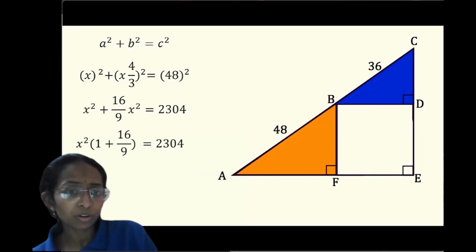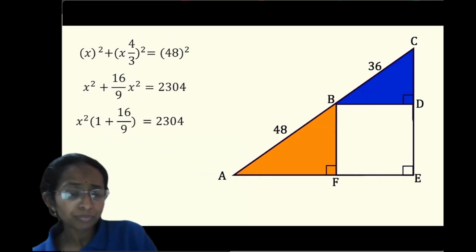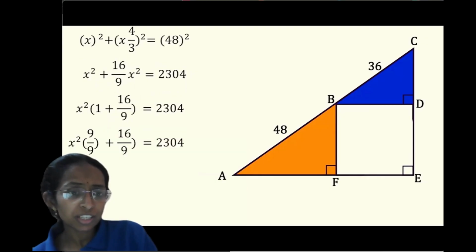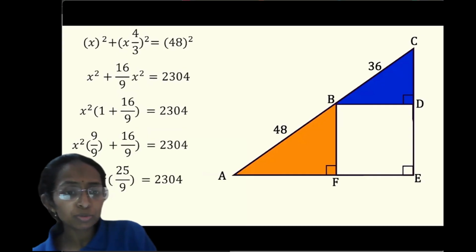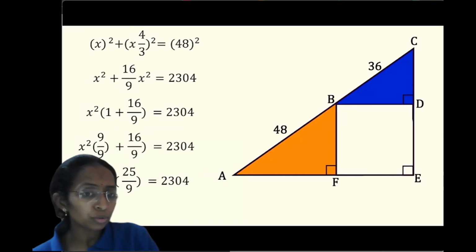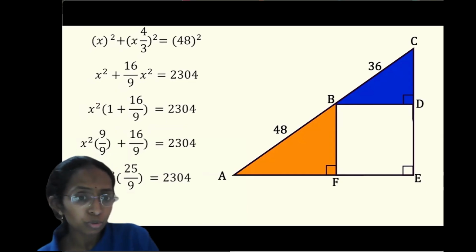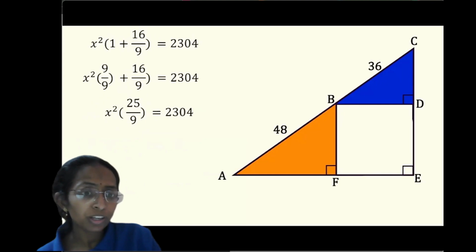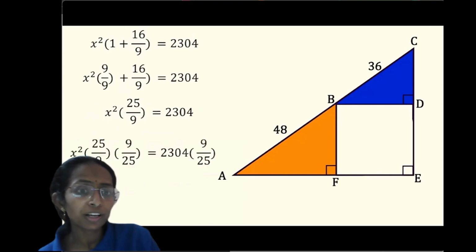We can take x square common, and we have the remaining term in the bracket as 1 plus 16 by 9. We can simplify this by taking the LCM as 9, so we have x square into 9 by 9 plus 16 by 9. So inside the bracket, there will be 25 by 9 as the term, x square into 25 by 9, which gives us 2304. Now we need to simplify this for x square.